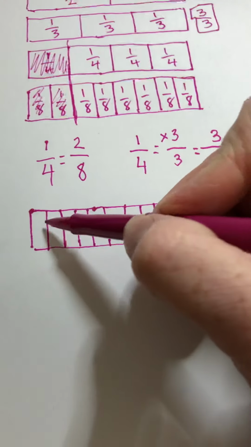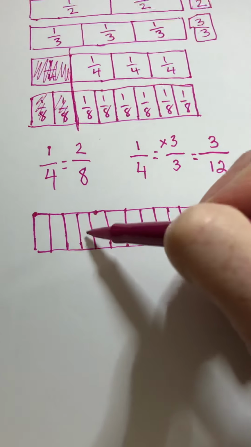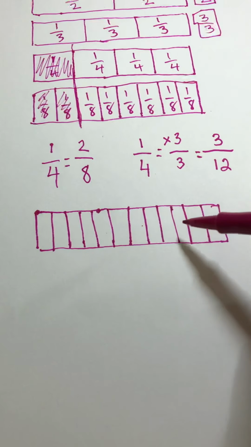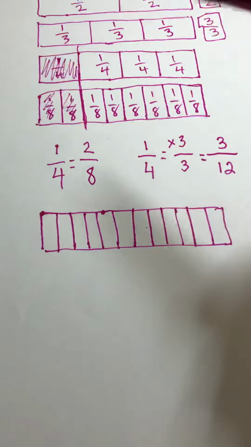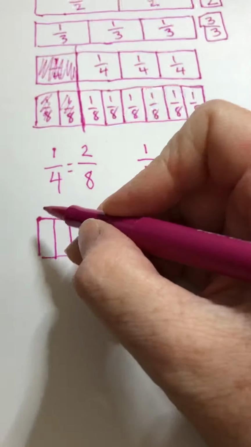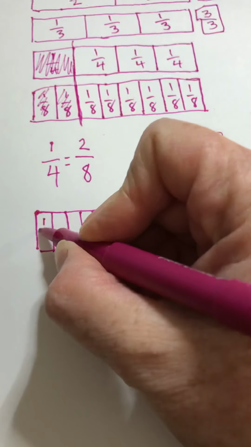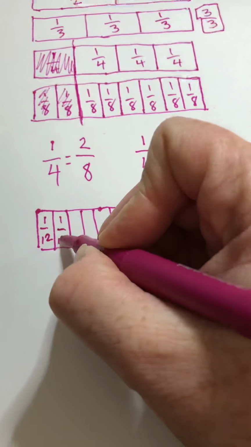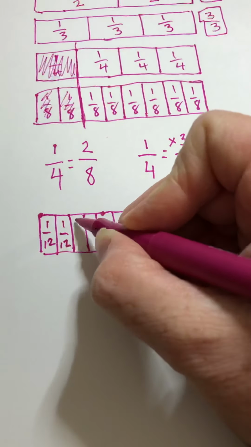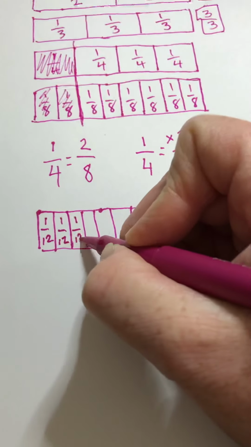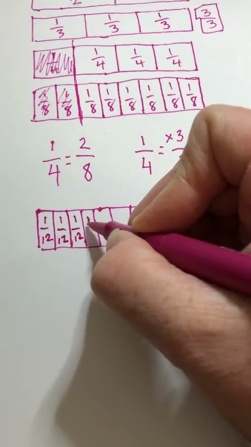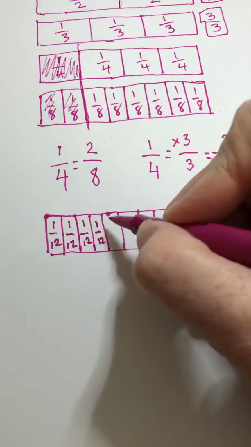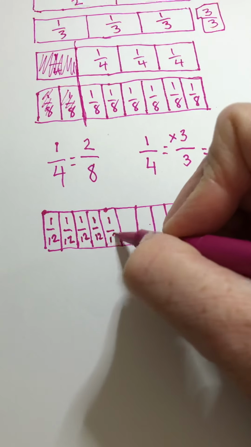All right, we should have 1, 2, 3, 4, 5, 6, 7, 8, 9, 10, 11, 12. All right, so I'm going to label this 1 out of 12, 1 out of 12, 1 out of 12, 1 out of 12, and 1 out of 12, and so on.